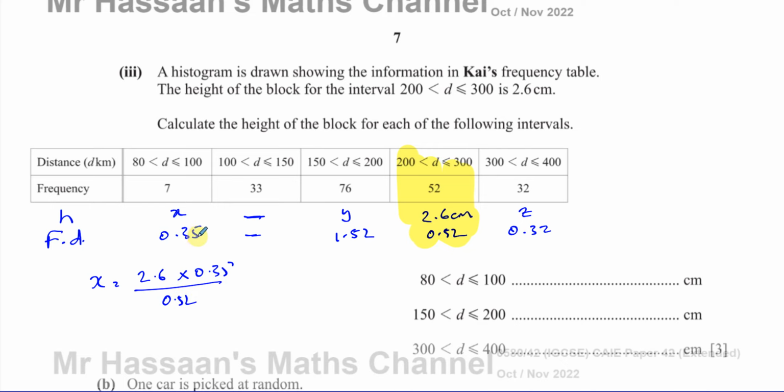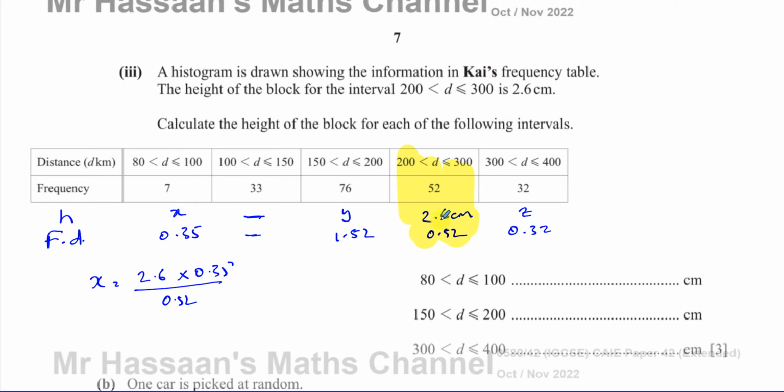That's going to be what X is because they're proportional. So X centimeters represents a frequency density of 0.35, and Y centimeters represents a frequency density of 1.52. 2.6 centimeters represents a frequency density of 0.52. Because these are the heights of the bars, this height represents this frequency density, so they're proportional to each other. So X represents 0.35.